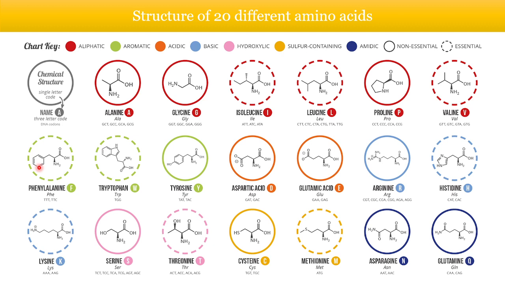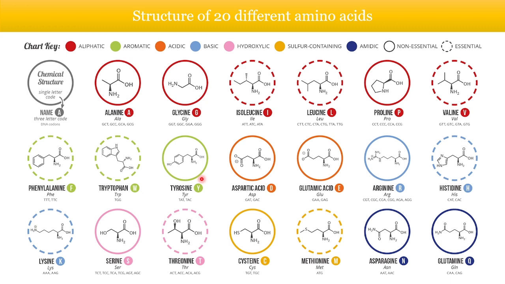Then we have phenylalanine, where we have a phenyl group along with a CH2. Then we have tryptophan, then followed by tyrosine, where we have a phenol group, and then a CH2 is also attached to its para position. Then we have aspartic acid, which is an acidic amino acid. The glutamic acid is also an acidic amino acid, and these are non-essential amino acids. Followed by arginine, which has an NH2 group in its side chain, and we call it a basic amino acid. Then we have histidine and lysine, which also fall in the category of the basic amino acids.